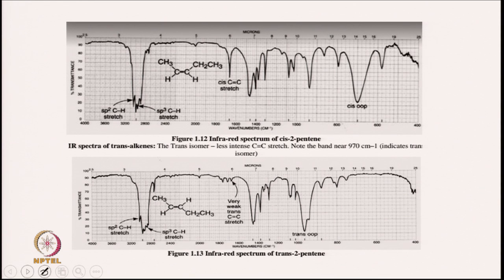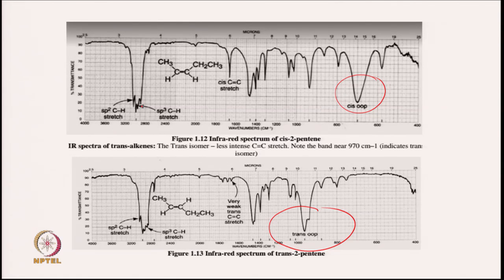So here you have CH3, C double bond, CH, CH2, CH3, and this is cis 2-pentene or trans 2-pentene, and you can see that there are a lot of differences in the IR spectrum. Particularly you see this for cis, and for trans it is here. And similarly you can look at the sp2 CH stretching and sp3 CH stretching.